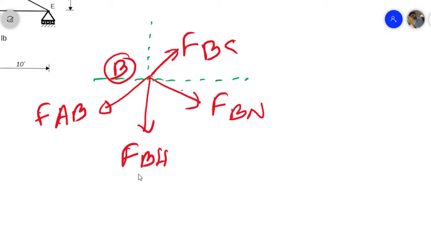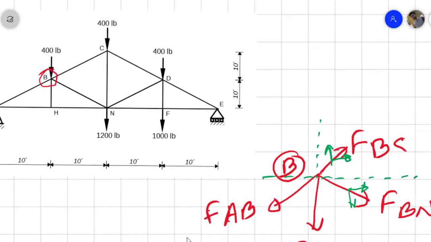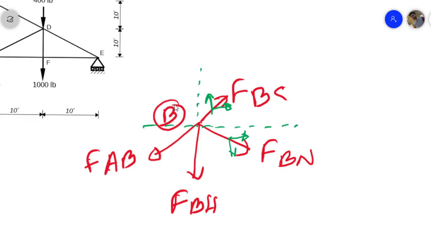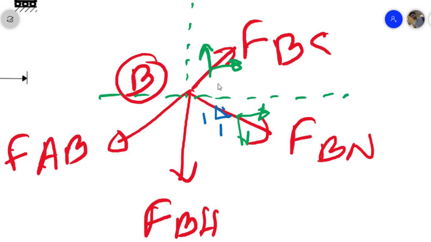So if I draw the figure here, the components of FBN will be like this in the two directions, and the components of FBC will be in two directions, one in the upper direction and another in the right direction. We need the dimensions, right? What are the dimensions? Let's go back to our slide. You can see that from B point the height from B to C is 10 feet, and the distance between B point and the end point is again 10 feet. So if I draw the triangle, it is 1, 1 and that side will be root 2, and in this case also 1, 1 and root 2.